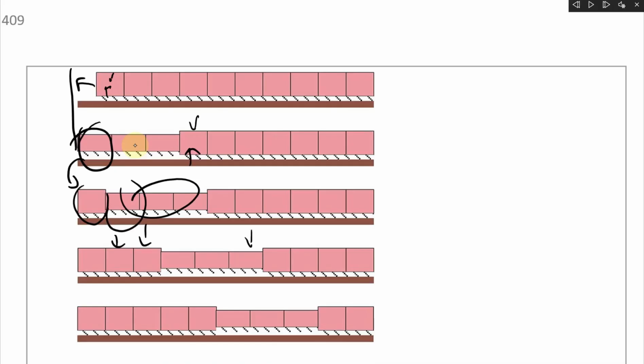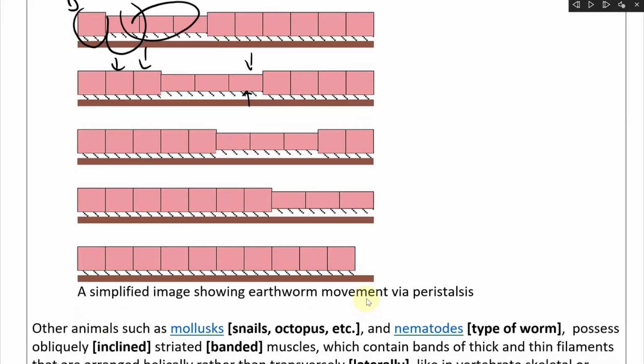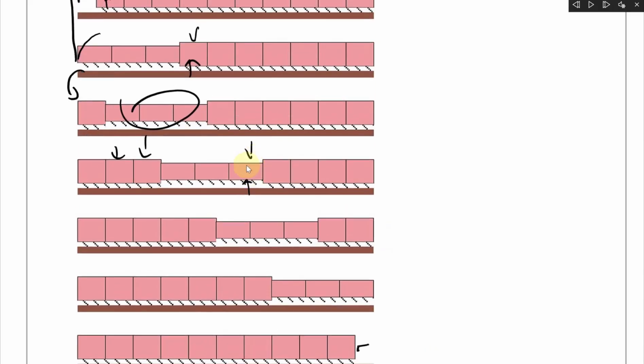So this contracts over here, and so on. Now you have a whole wave where these ones start relaxing, these ones contract, and you end up with one block to the left. Let's erase this and draw that again. So you get one block like that. That's very fascinating, a simplified image showing earthworm movement via peristalsis. So that is how it moves.